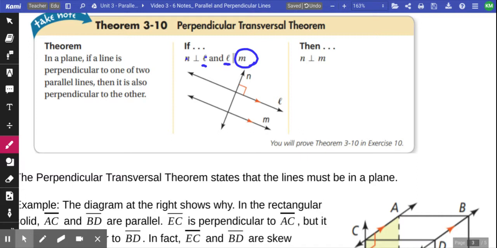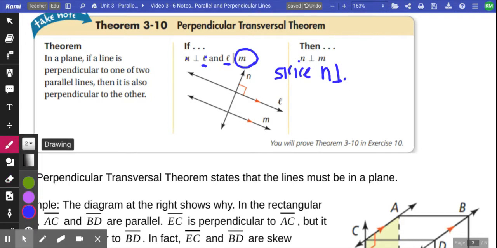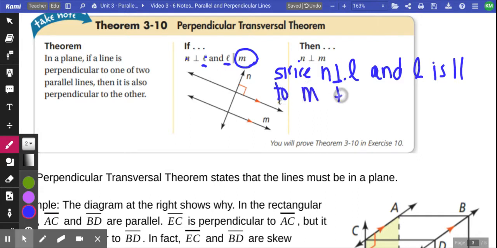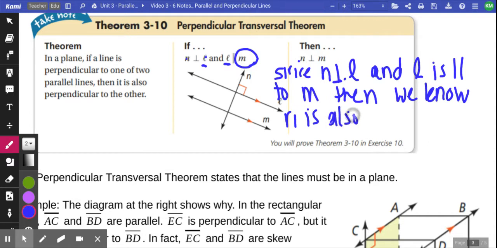So what we know here is, since N is perpendicular to L, and L is parallel to M, then we know N is also perpendicular to M, right? So L and M are parallel. If N is perpendicular to L, N must also be perpendicular to M. Again, just another theorem.